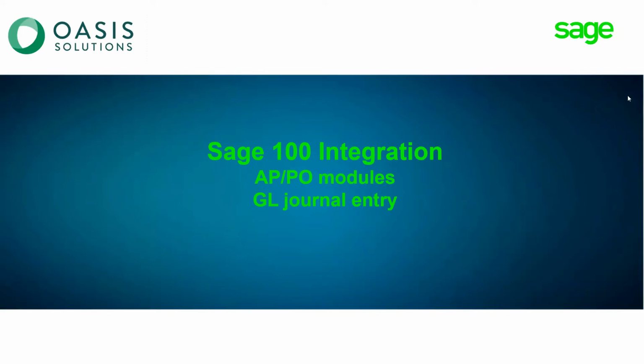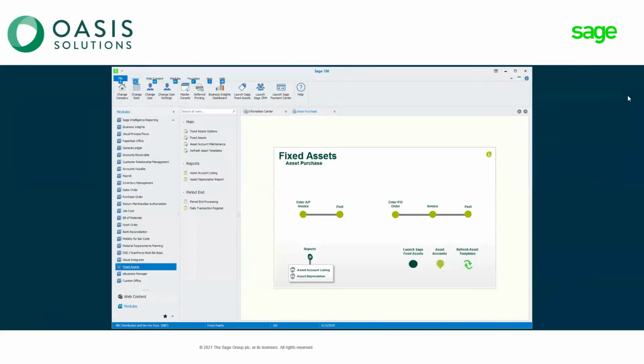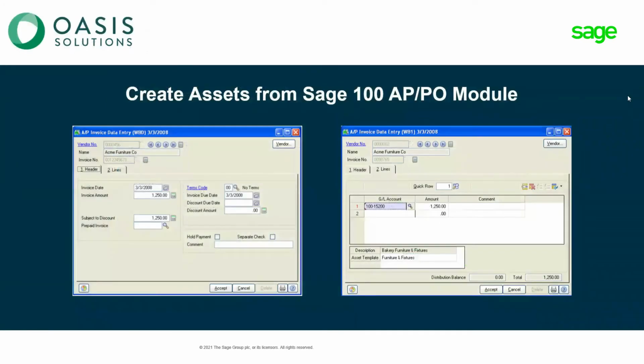Let's talk a bit about how this integrates with the Sage 100 accounts payable and purchase order modules. In Sage 100, this is where most of the configuration will actually take place for the integration. You can even create a shortcut where you can launch the fixed asset module. Now, while doing an accounts payable or purchase order transaction, if you notice on the graphic on the right, if you look towards the bottom, you will actually see a description and below that, asset template.